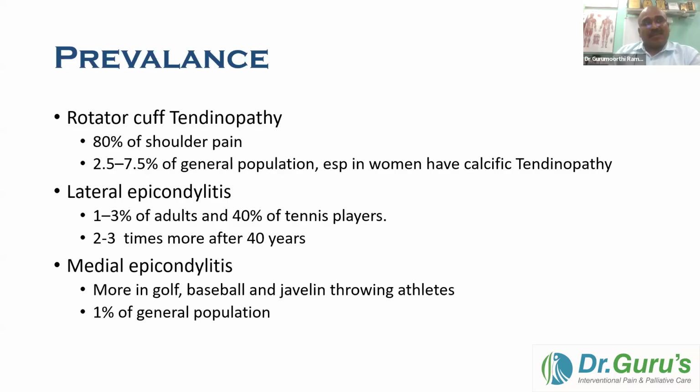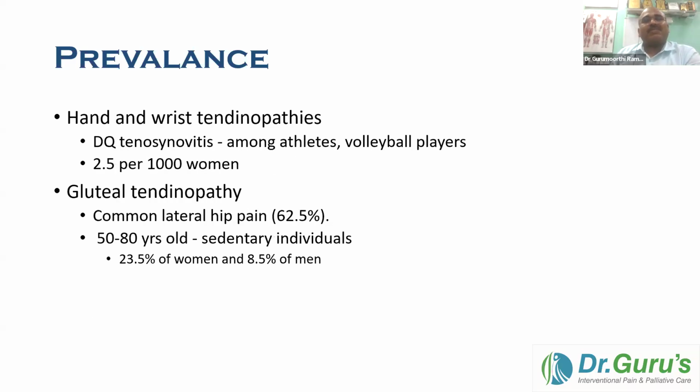Lateral epicondylitis is the second most common tendinopathy, present in 1 to 3% of adults, and otherwise called tennis elbow, right? It's more common in tennis players. It's more common whenever one becomes aged. So we can say that as we become more aged, rotator cuff tendinopathy and lateral epicondylitis are the ones we frequently see. Medial epicondylitis, otherwise called golfer's elbow, is common in golf, baseball, and javelin throwing athletes. It's not more common than lateral epicondylitis, but it is around 1% of the general population.